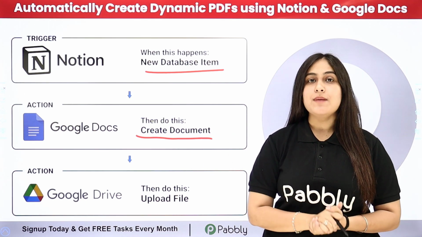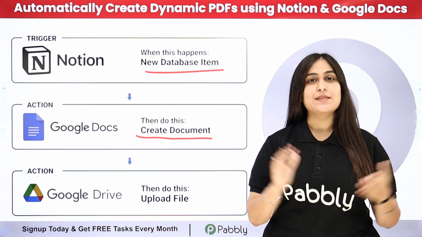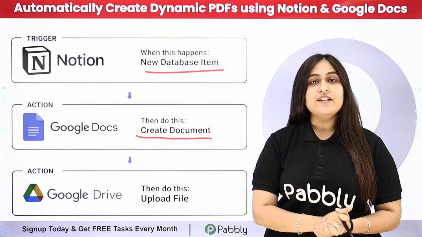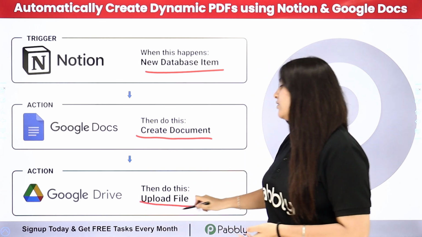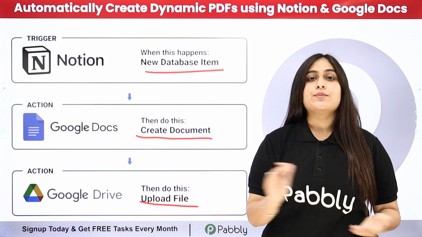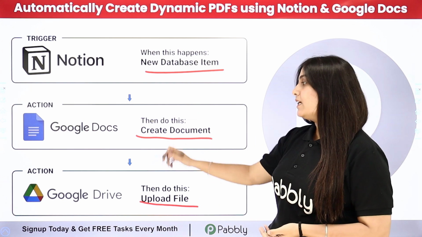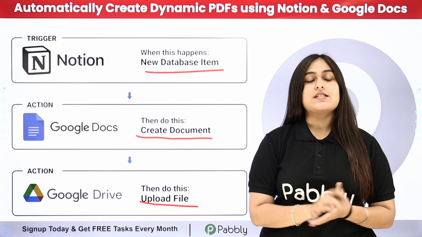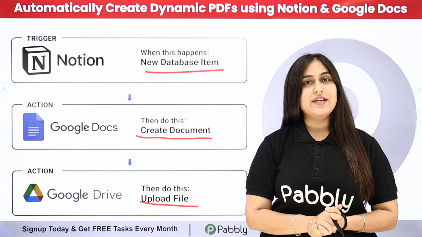and after that automatically that document should be converted as a PDF file, and after converting that document automatically that PDF file should be uploaded in my Google Drive under a specific folder. So here to build this connection I need to connect these applications using an automation software named Pabbly Connect. So to learn this process step by step, let me take you to my screen.